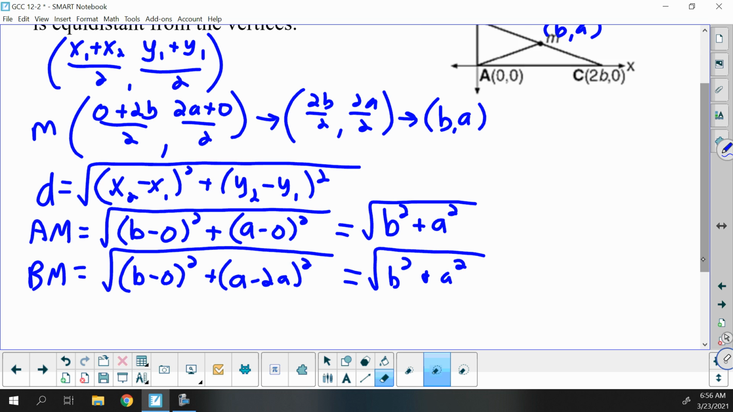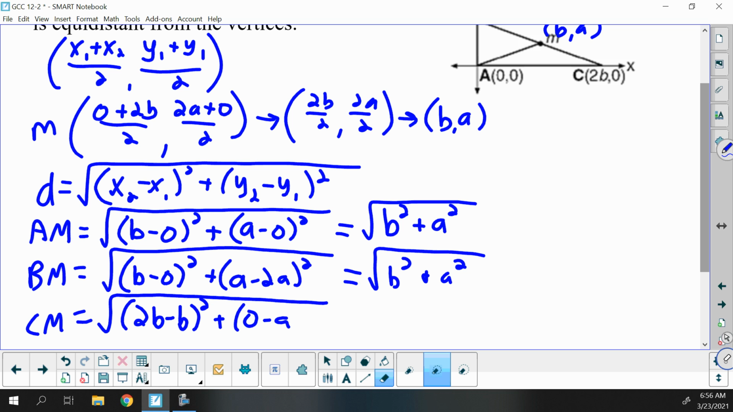And then lastly, we've got CM. So we'll start with our x's, so we'll have 2b minus b all squared, plus 0 minus a all squared. Two b minus b is b, and then we square it. 0 minus a is negative a, and then we're squaring it. So a negative a times a negative a will give us a positive a squared. Notice all of those distances are the same.